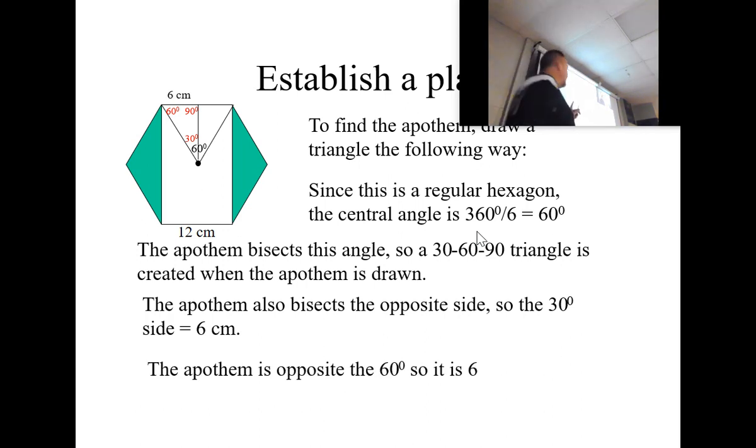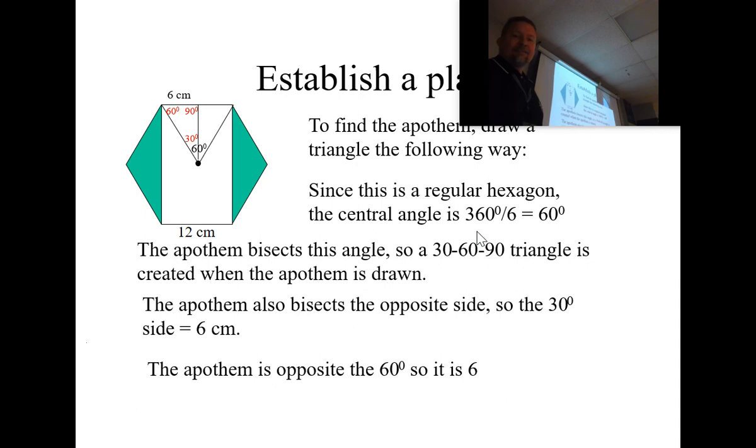So that is 6 right here. 6 plus 6 is 12. That's the 30-degree side. I need the 60-degree side, which is 6 times the, say it, root 3. So the apothem is 6 root 3. But this actually tells you something else.